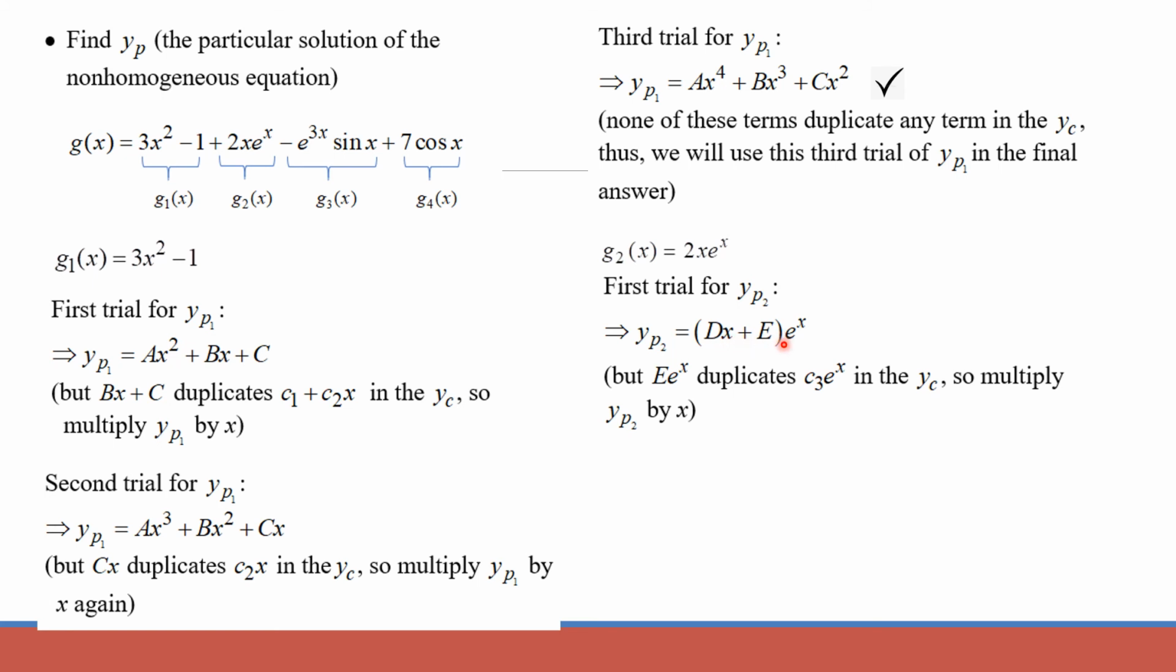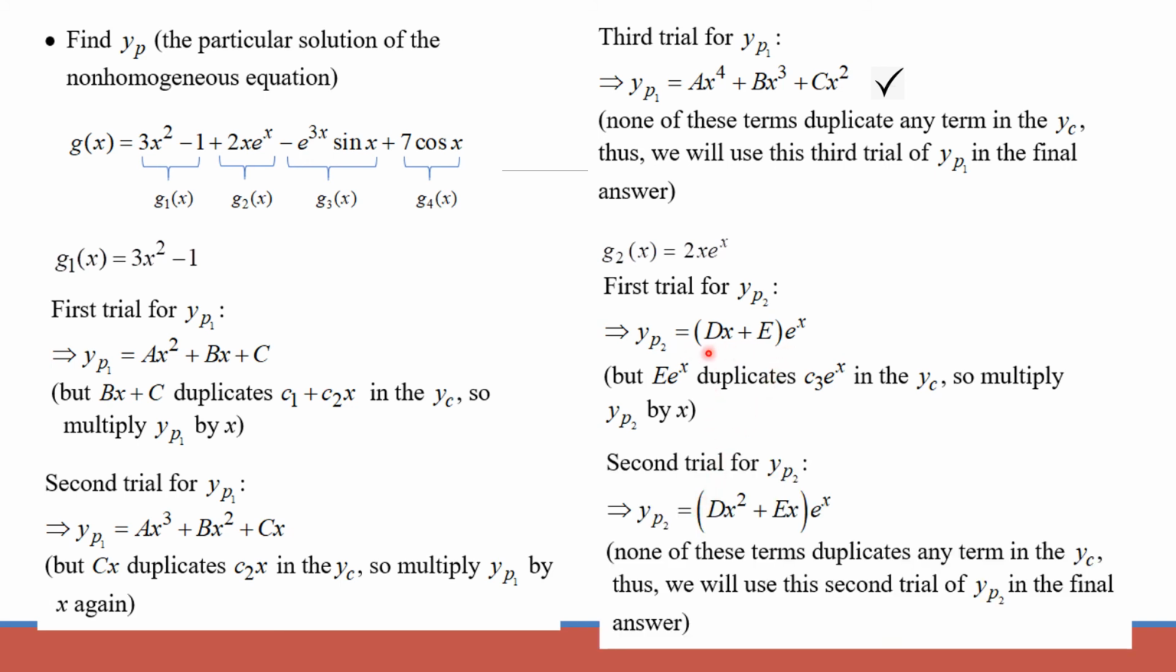If you expand this, you get dx e to the power of x plus e times e to the power of x. Notice that the product e times e to the power of x duplicates c3 e to the x in the yc. These two have a similar form. Since there is a duplication in the yc, we need to multiply all of these with x. So dx we multiply by x, e also we multiply by x, so we get yp2 as dx squared plus ex times e to the power of x.